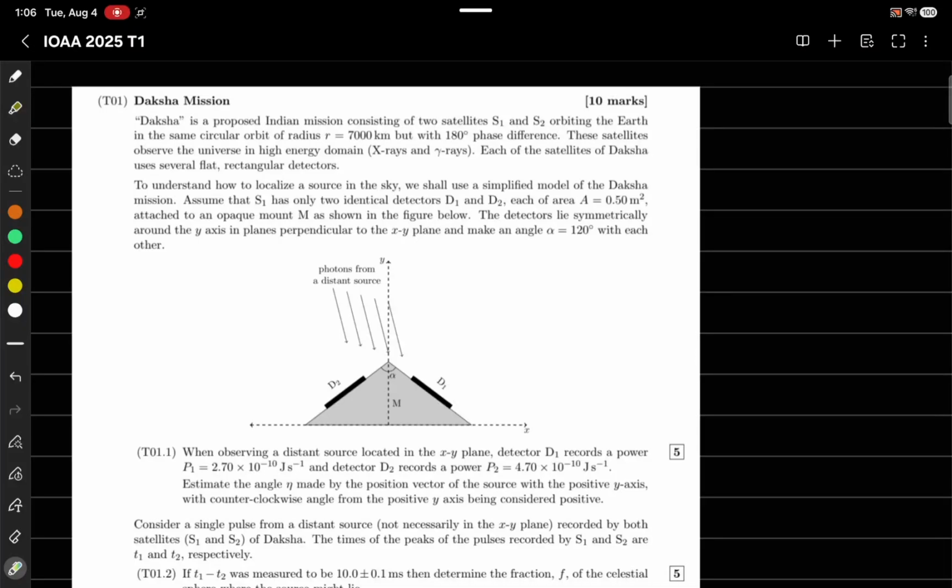Hello everyone. Today we'll be solving question number 1 from IOA 2025 theory. Question number 1. In this question, it is about the Daksha mission.